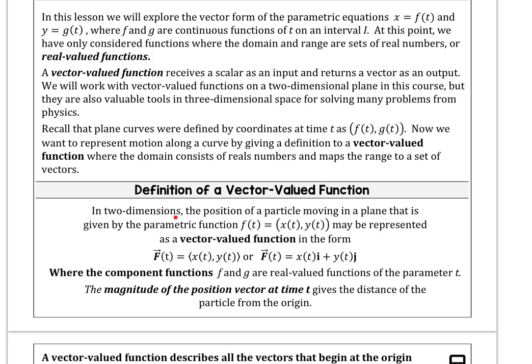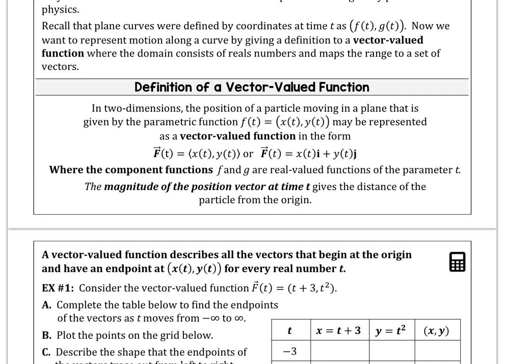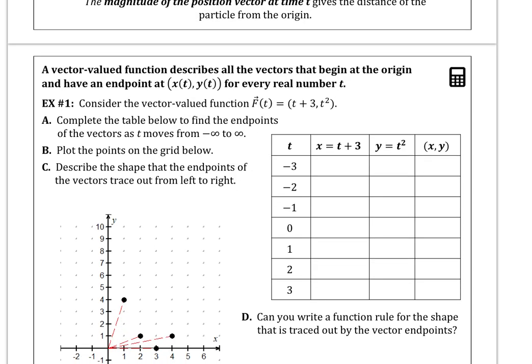So in two dimensions, the position of a particle moving in a plane that's given by parametric function f of t can be represented as a vector valued function in the form of x of t, y of t, this is component form, or in linear combination form, x of t i plus y of t j. The magnitude of the position vector at time t gives us the distance of the particle from the origin. So this is all new information to us.